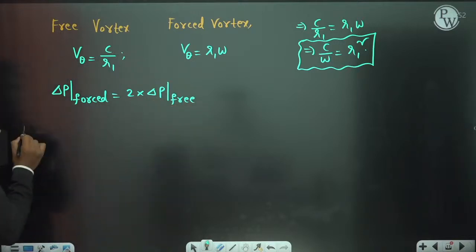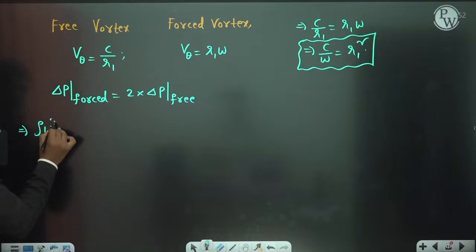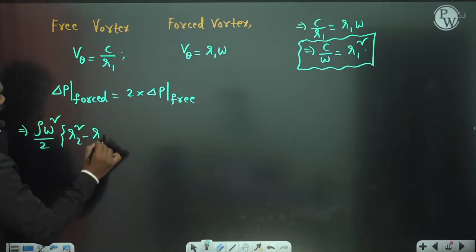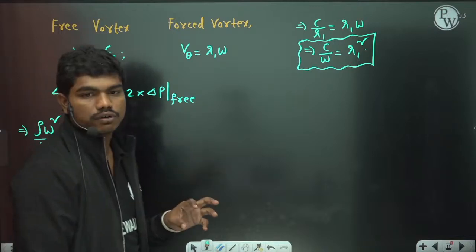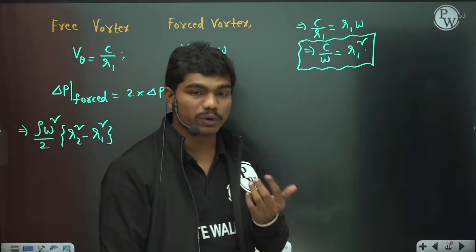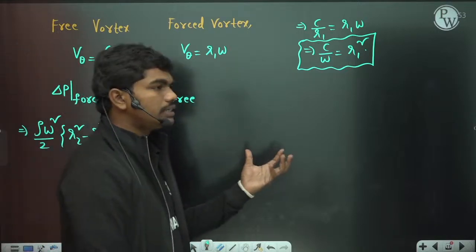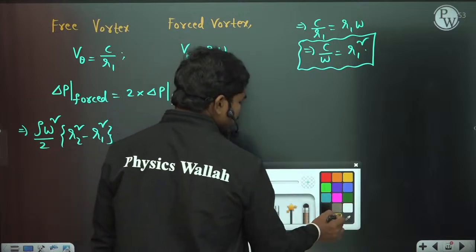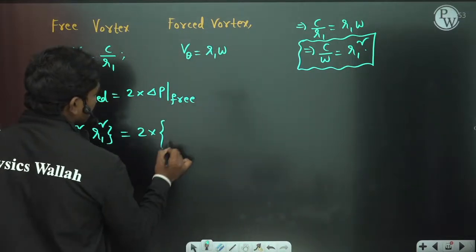Now let us see what is the pressure difference in case of this forced vortex. Rho omega square by 2 times, if the pressure difference is P2 minus P1, then R2 square minus R1 square. Okay, so this is the pressure difference between two radial locations in the vortex flow, because the potential heads are zero. Actually, if potential heads are there, of course you might have got plus Z2 minus Z1, but since it's a horizontal plane, there is nothing. Okay, so this is equal to 2 times of P2 minus P1.